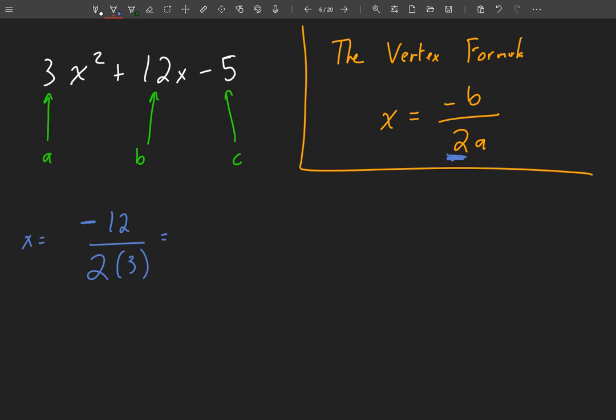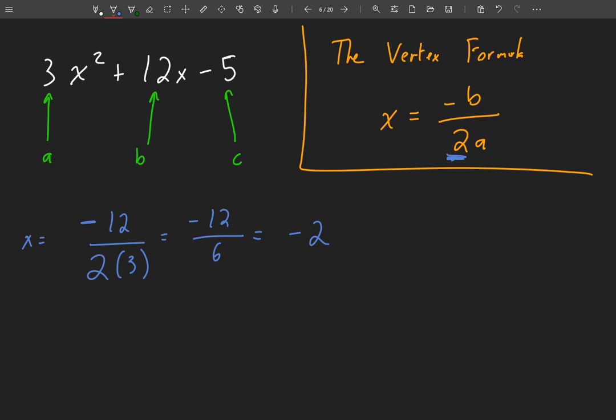All right, now I'm going to simplify this. Negative 12 divided by, what's 2 times 3? 6. Now I have negative 12 divided by 6, and that's going to give me negative 2. All right, great. Now I have the first coordinate. Remember, this is not the vertex. This is only giving us half of the vertex.